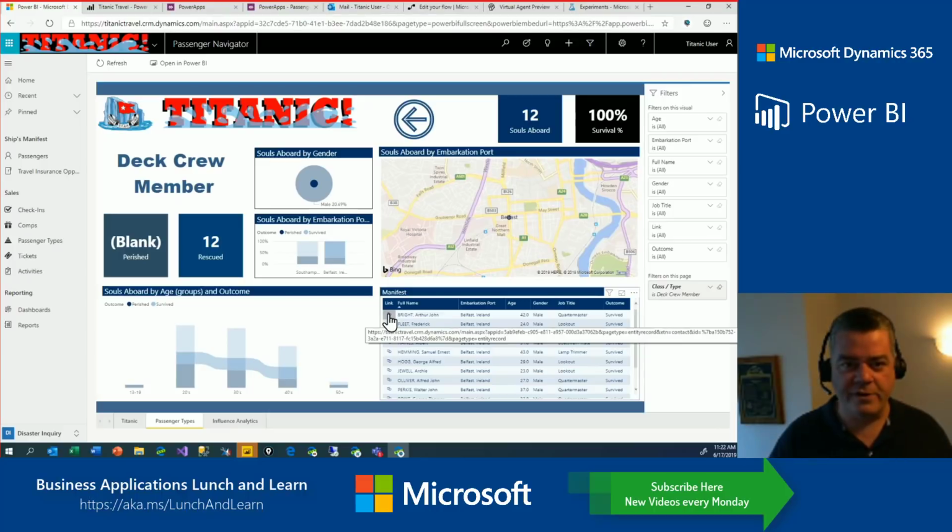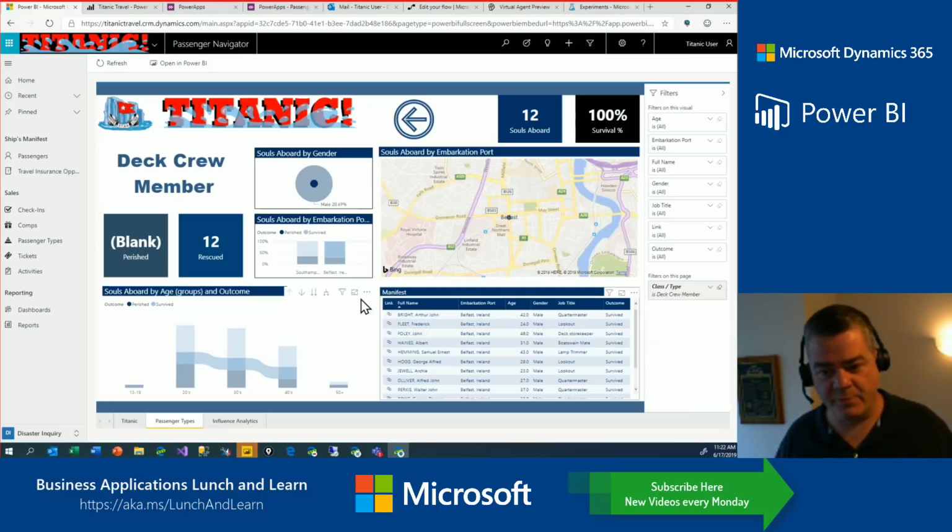So it's that 360-degree round trip. The data is coming from Dynamics. I'm visualizing it in this graphical interface that's allowing me to bring data together, and then I can go take action on very specific records.